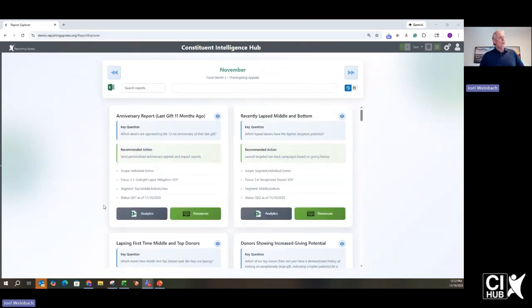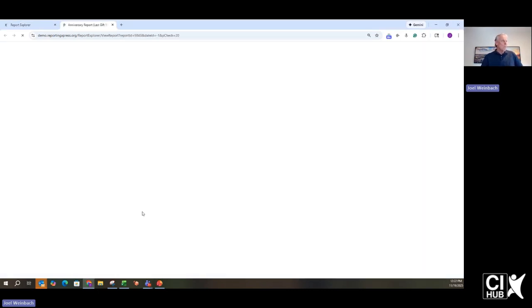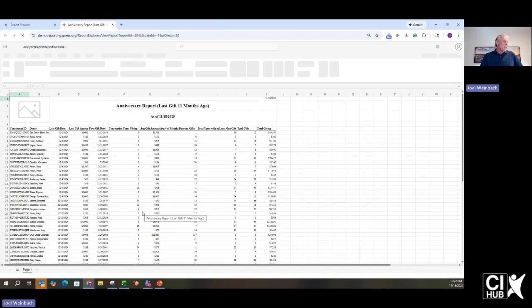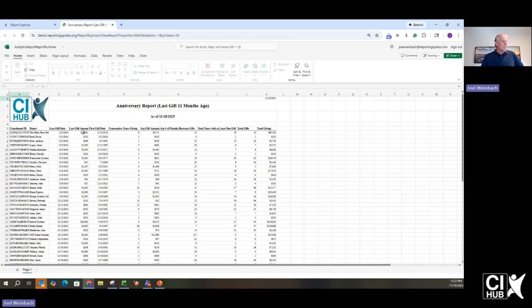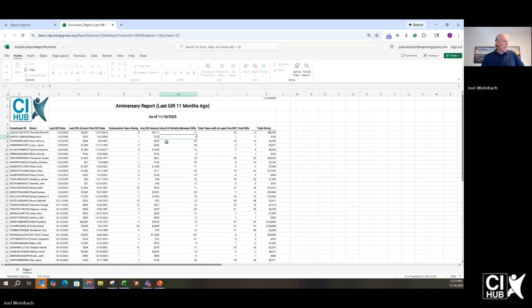This is a pretty common one. Most people are doing this already. This is a simple anniversary report, although it might have more useful data than yours. It's got the last gift amount, first gift, consecutive years giving, average gift amount, average months between gifts, total years with at least one gift, total giving. So this first person, it's been 11 months since they made a gift, which is a little concerning because they've given 9 years in a row. Their average gift amount is $6,700. Their last gift was $6,000.